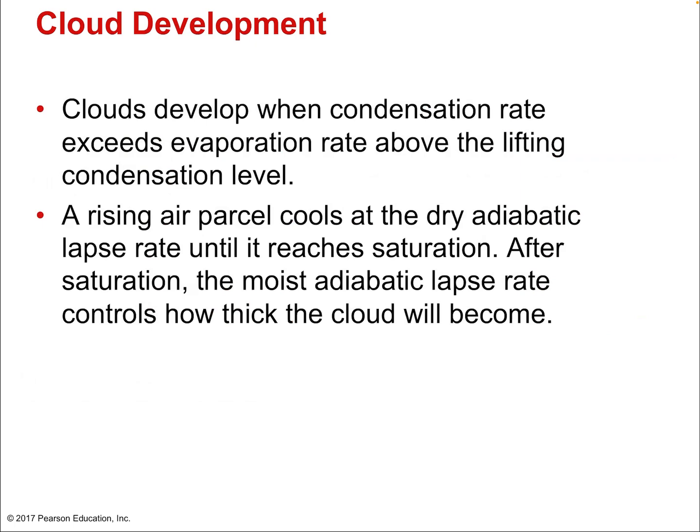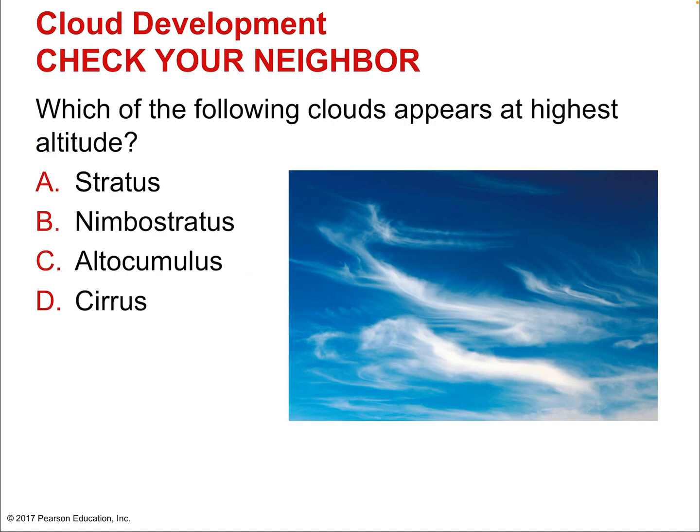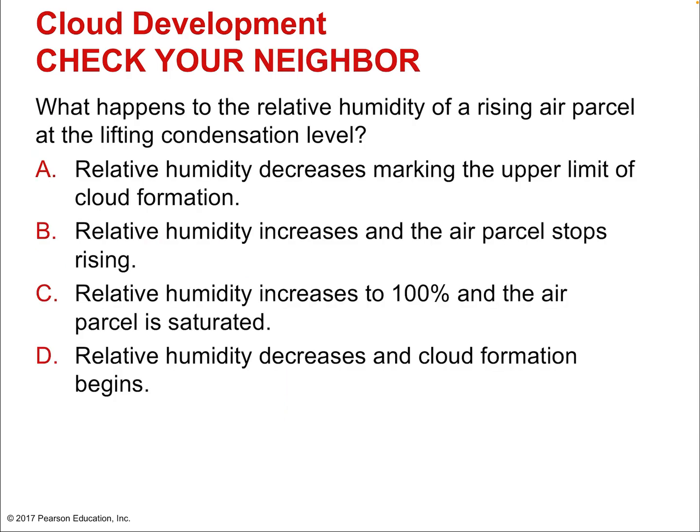All right, and that controls how thick the cloud will become. The height of the cloud base and how thick the cloud becomes depends on the environmental lapse rate. So that's how high we are up, basically, relative to sea level, the dry adiabatic lapse rate, and the moist adiabatic lapse rate. Which of the following clouds appears at the highest altitude? From the table we looked at: stratus, nimbostratus, altocumulus, or cirrus. Do you remember? One of the ones that came first. Cirrus. Cirrus, shown here, are very high altitude clouds, right? Up to 6,000 meters, 6 kilometers above the surface.